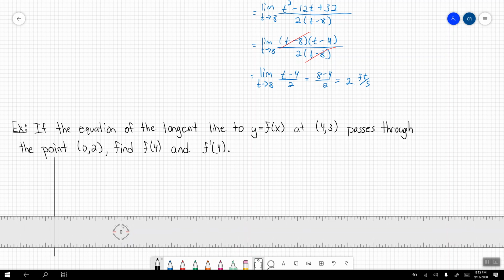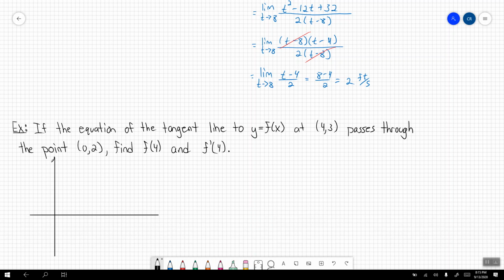Okay, so all I'm doing is getting an axis here. All right, here we go. So this is y and this is going to be x. So that's going to be 1, 2, 3, and 4. Okay, so the first point we're given is 4, 3. So here's my point 4, 3.